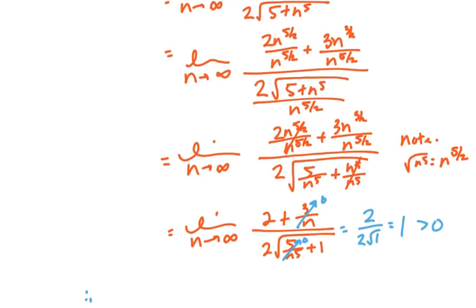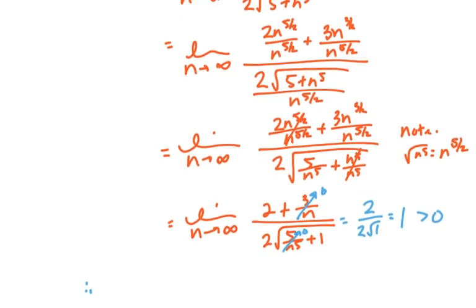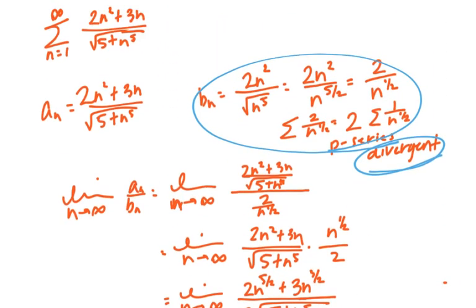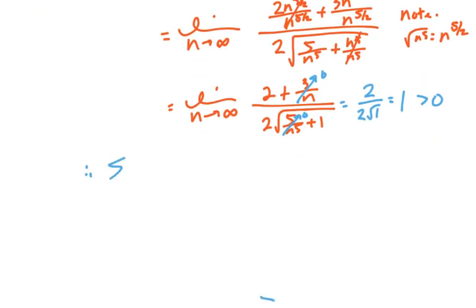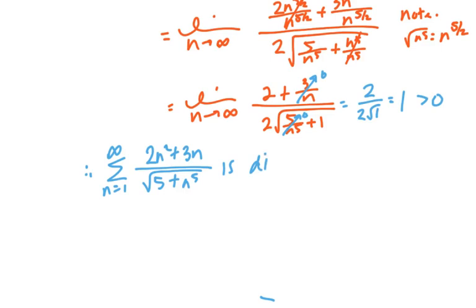So since our limit goes to a number that is positive, then we can say that our given series back here is also divergent. Therefore, the sum from n equals 1 to infinity of 2n squared plus 3n over the square root of 5 plus n to the 5th is divergent by the limit comparison test.